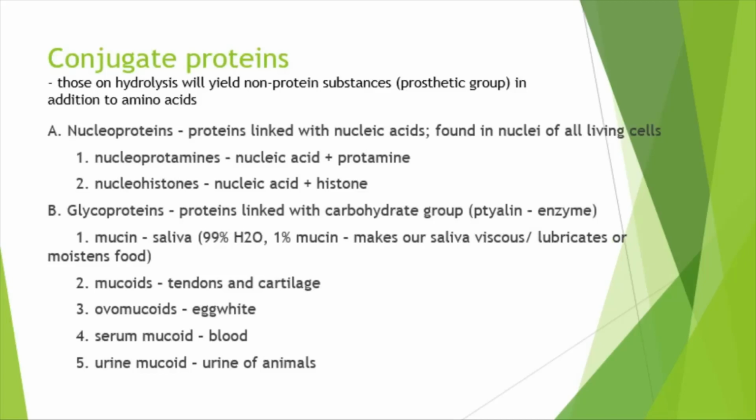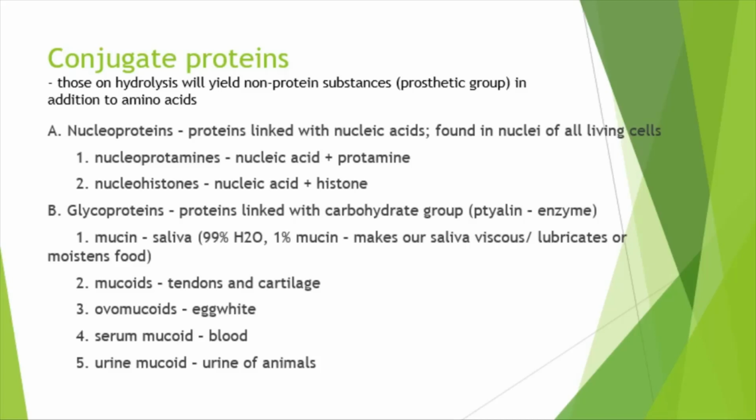Now let's go to your conjugated proteins. Those on hydrolysis will yield non-protein substances, called prosthetic groups, in addition to amino acids. Under this we have your nucleoproteins, proteins linked with nucleic acid. The prosthetic groups will be nucleic acids. They are found in nuclei of all living cells. Examples are your nucleoprotamines: nucleic acid plus protamine when subjected to hydrolysis. We also have your nucleohistones. When subjected to hydrolysis, they yield nucleic acid and histones.